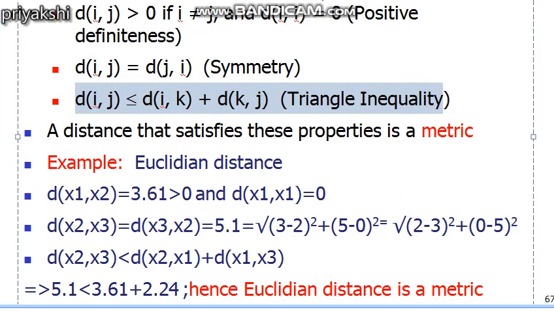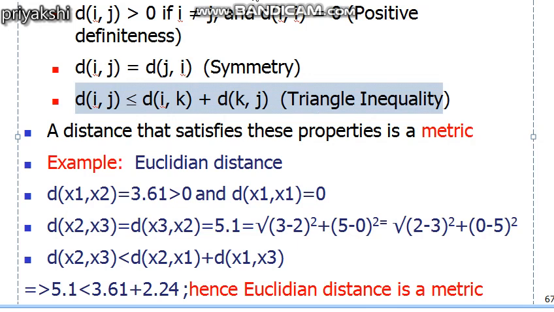So we can prove whether a distance measure is a metric or not by looking at these values and checking these properties. This triangular inequality property is very important whenever you are doing clustering. In future, if a particular distance measure satisfies the triangular inequality property, that distance measure can be used and is acceptable whenever you apply any kind of clustering algorithm.